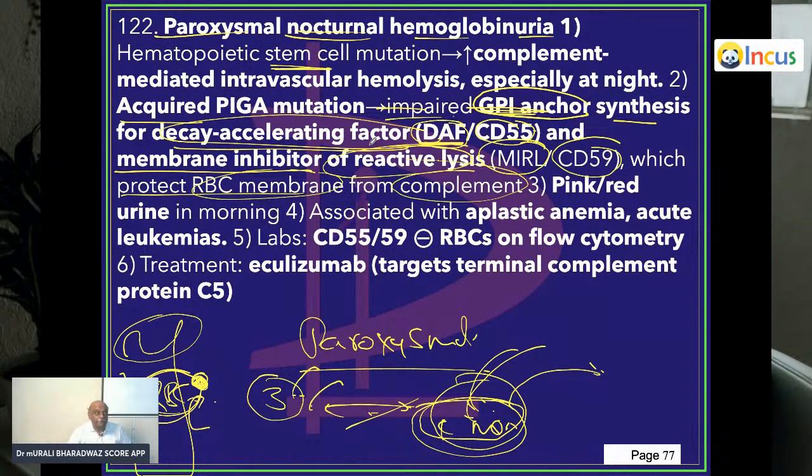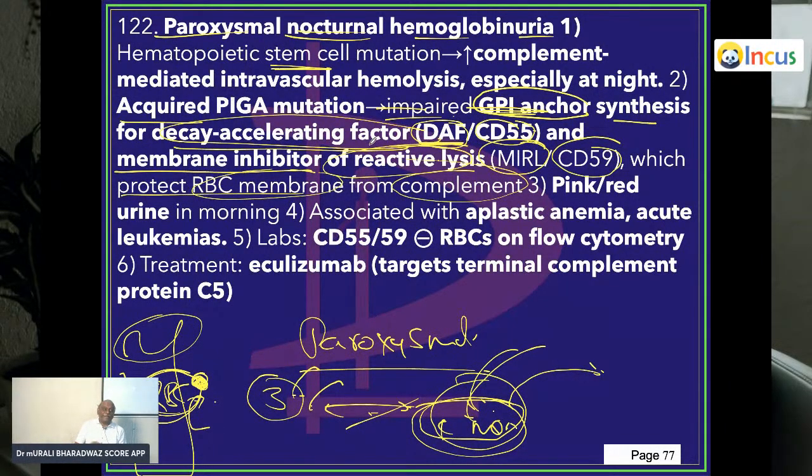So what happened? When it is deficient, complement will go and attack RBC. RBC gets destroyed. And what kind of destruction is this? Intravascular or extravascular? Inside the blood vessel only, right? Intravascular destruction of the RBC, do you get hemoglobinuria? Hemosiderinuria, intravascular hemolysis, you get, no? Not in extravascular. So you will get hemoglobinuria.